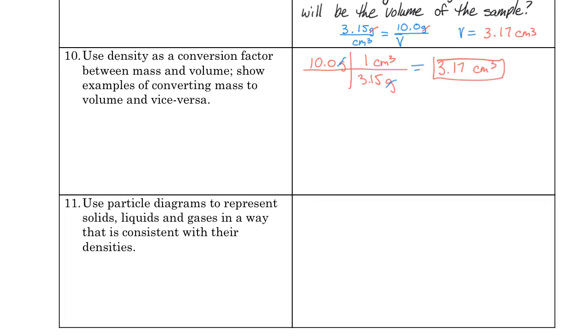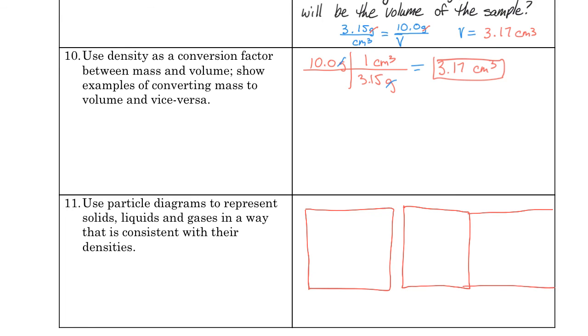So the last one leads us right into Chapter 2, where we were doing a lot of particle diagrams. So right now what I'd like you to do is to draw 3 boxes. And you're going to draw particle diagrams, which we've been doing all along. Those are some terrible boxes. Let's draw some better boxes here. It's a little better. Still not great. There. That's better. This one I want you to draw a solid. This one I want you to draw a liquid. And this one I want you to draw a gas.